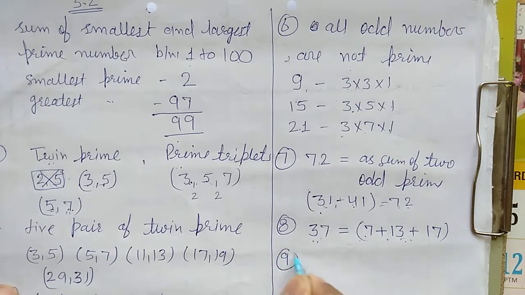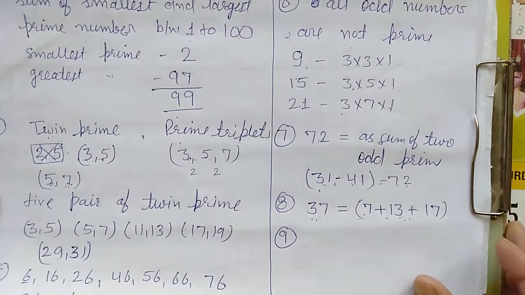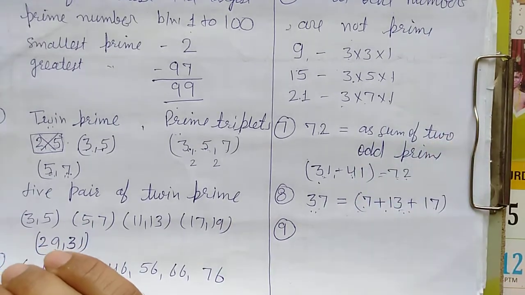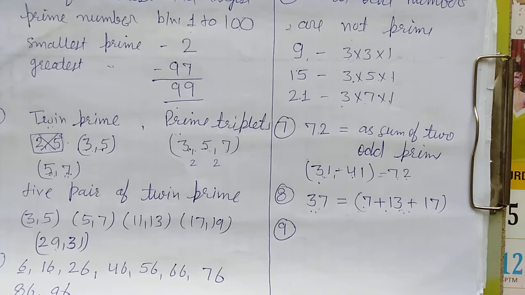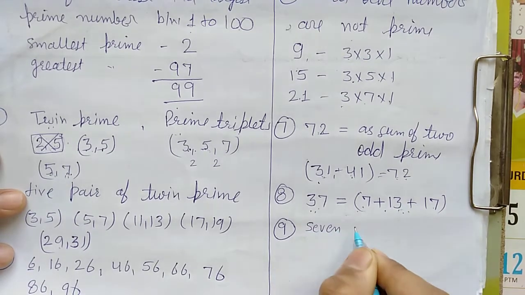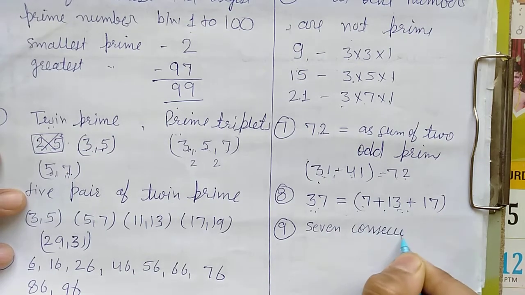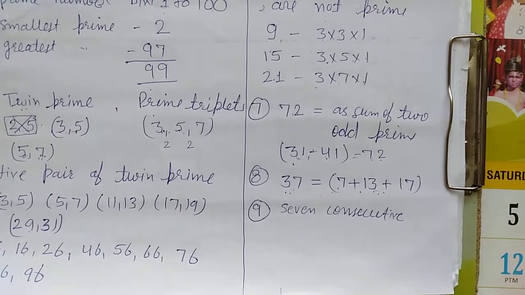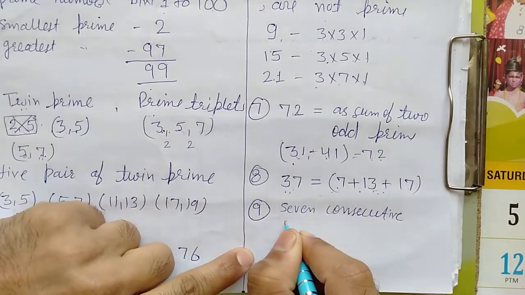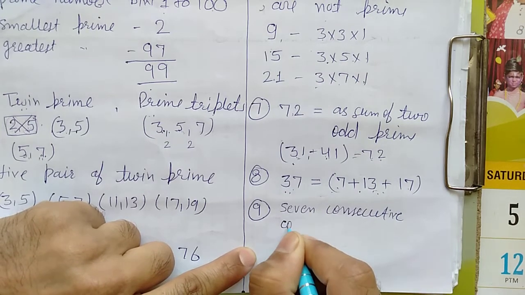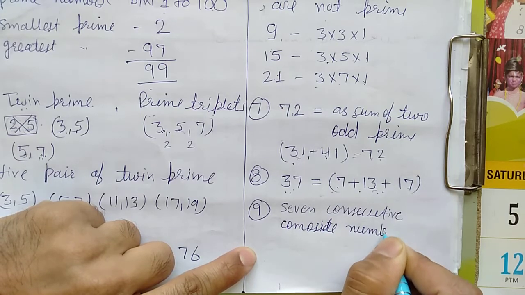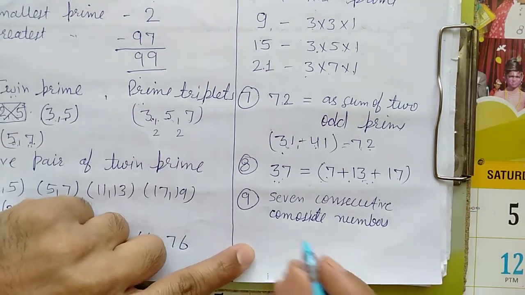Right? Question number 9. And it should be last. And next one is the match the following. You may try yourself. 9 is write 7 consecutive composite numbers less than 100. And now 7 consecutive composite number.